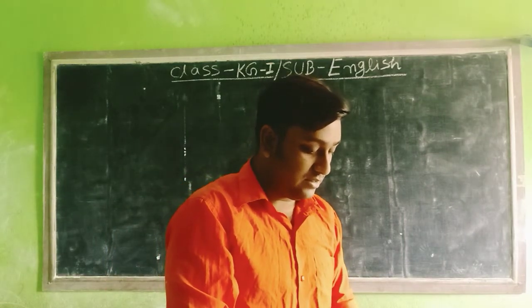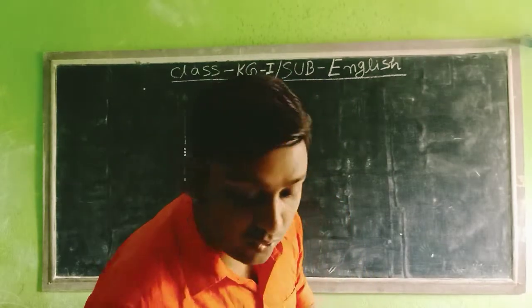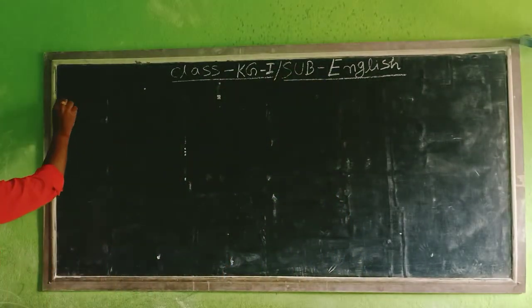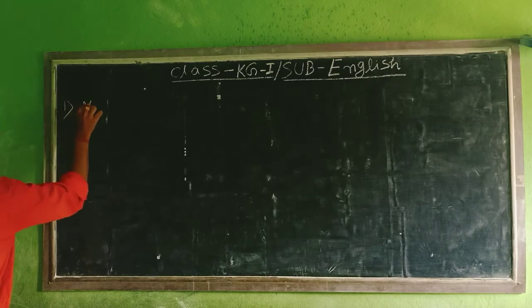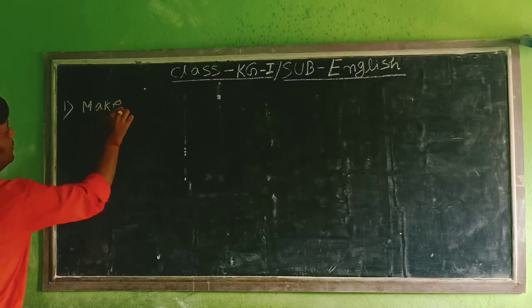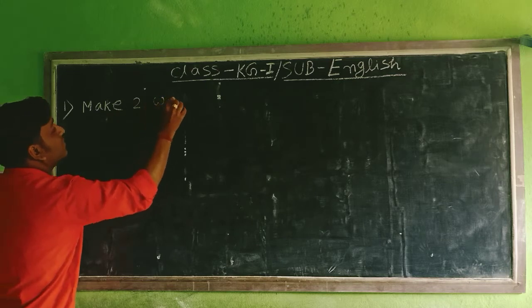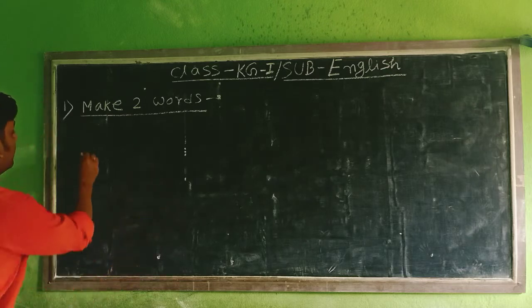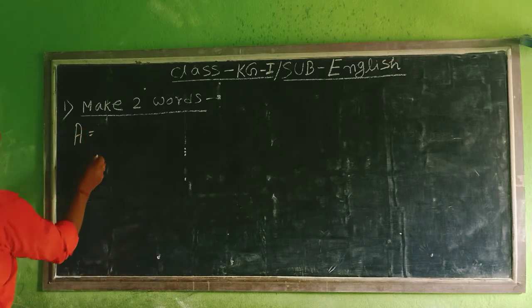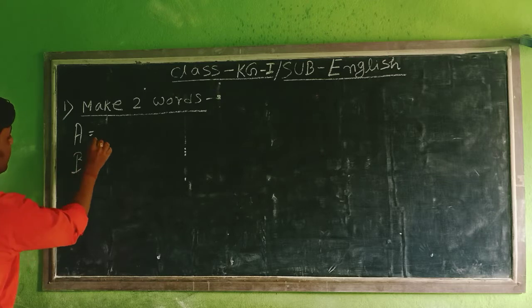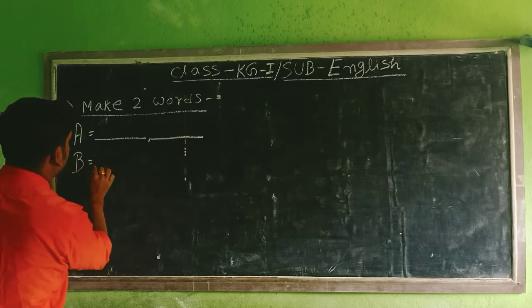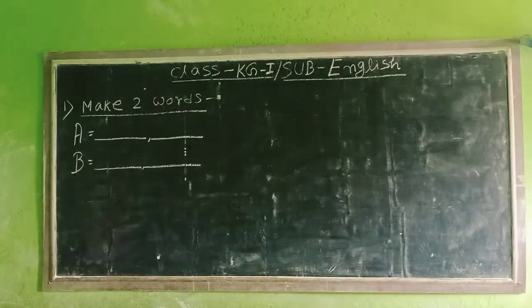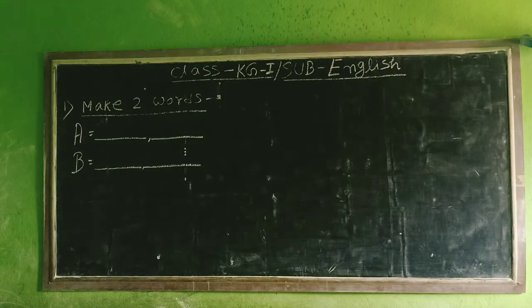Open your English copy and look at the board. Our first topic is make two words. A and B. You can make or you can write what you say. Make two words.